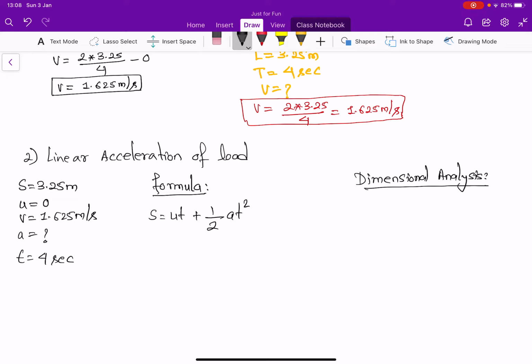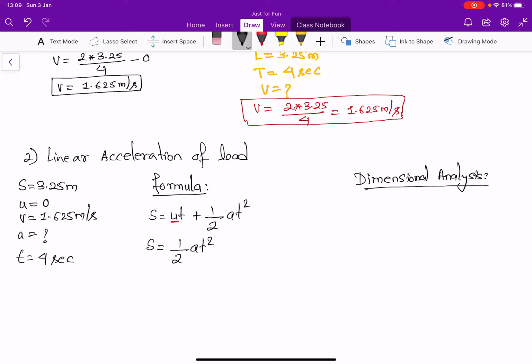However, we need to rearrange this relationship so that we can get our acceleration. The interesting thing is that u is 0, so this term is going to be 0. So our formula can be simplified to s equals half at squared, because u is 0. Now let's rearrange this.